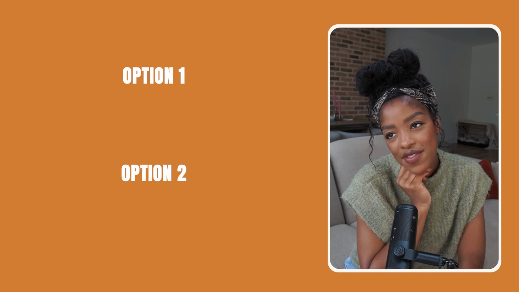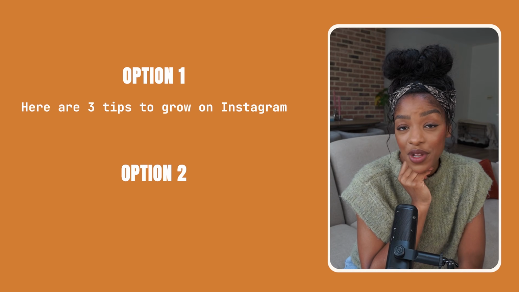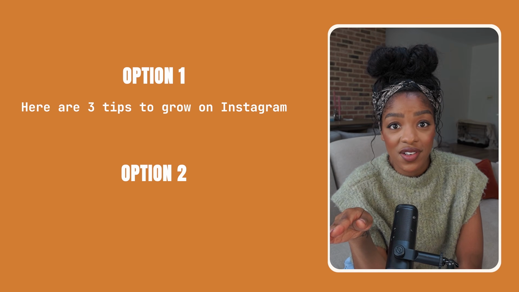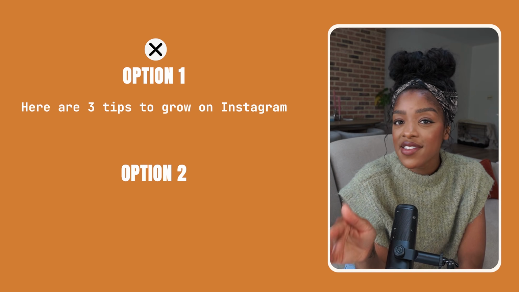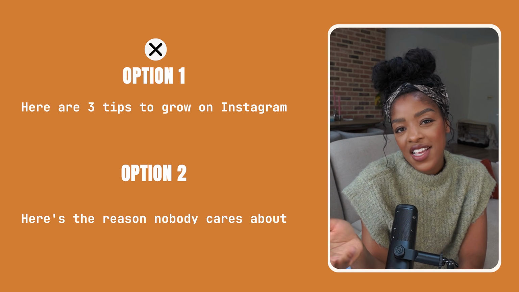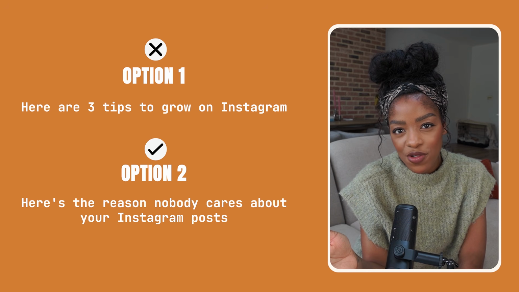For example, instead of saying, here are 3 tips to grow on Instagram, this is one that I'm pretty sure I've probably used in the past. And do you know what? Maybe that worked in the past. I'll give myself some grace. Nowadays, those words aren't going to cut it. Instead, you might want to say something like, here's the reason nobody cares about your Instagram posts. Do you see how much more dramatic that alternative option is?